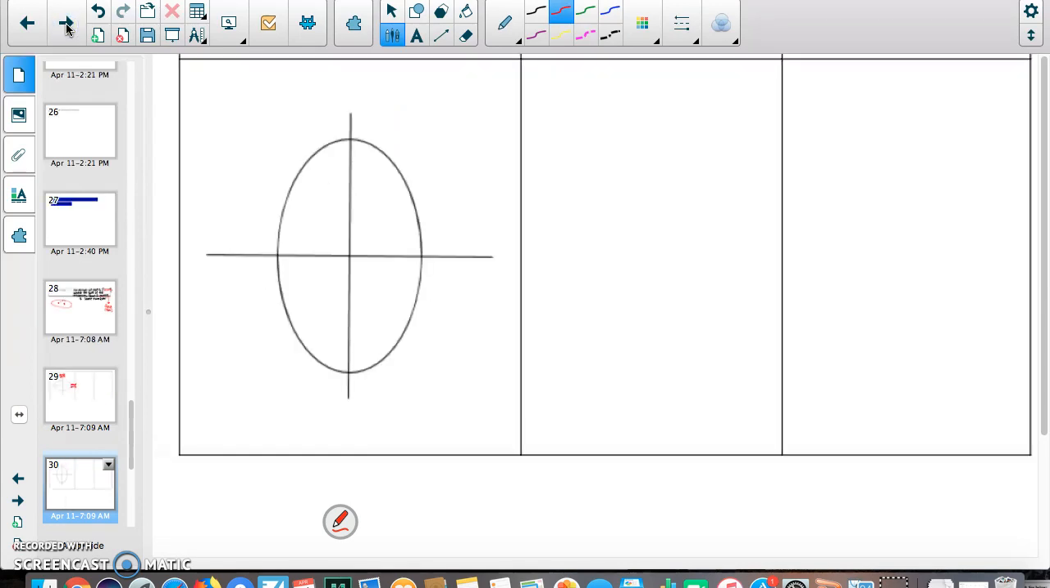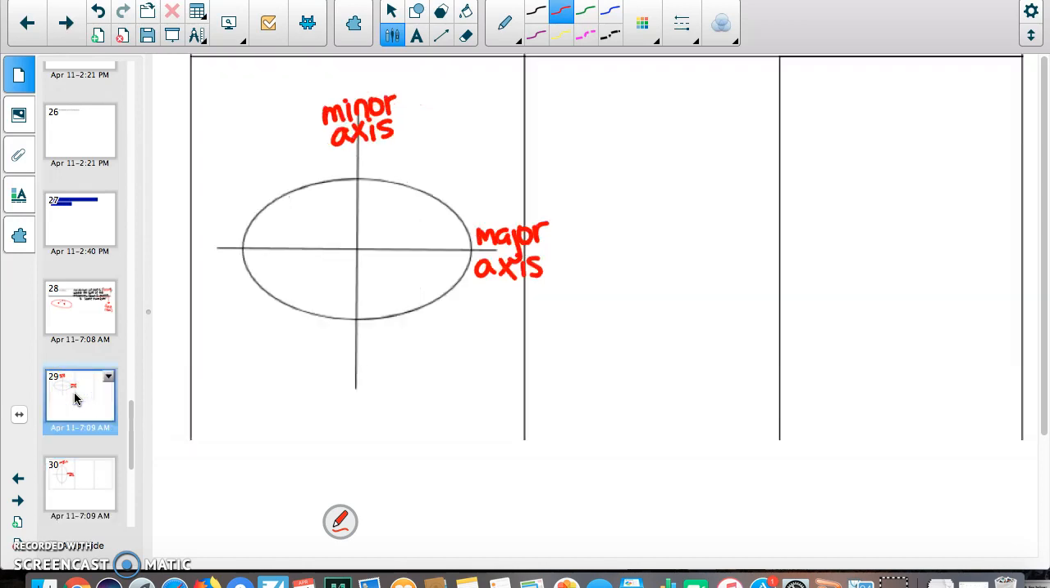Let's jump ahead though. Now my x is minor and my y is major. So it depends on the orientation of the oval. Next, more terminology. We call these points my minor vertices because they're on the minor axis. And we call these my major vertices.